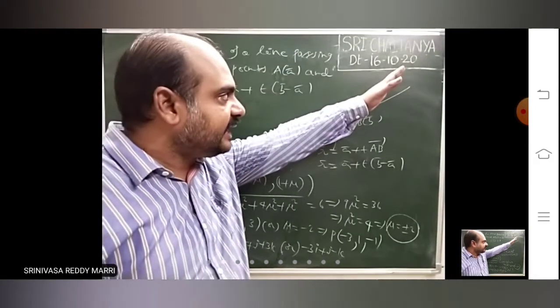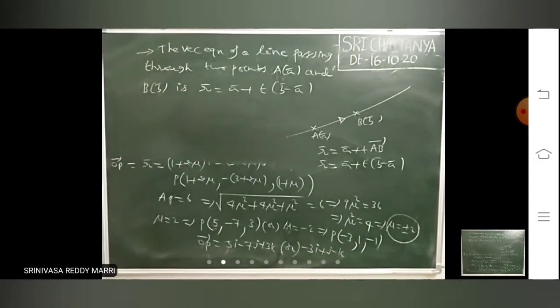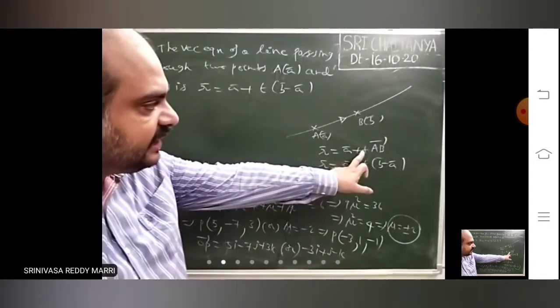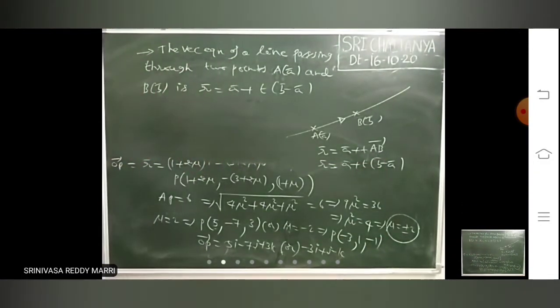If the direction vector is not given, but 2 points are given, you can find the vector. That is nothing but the direction vector. A bar plus T into B bar, here means AB bar, that is B bar minus A bar.